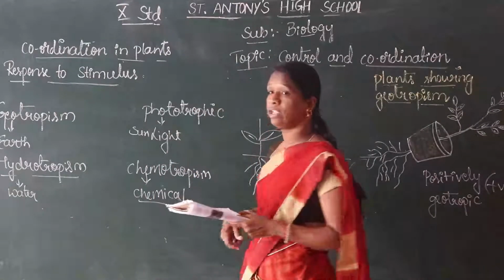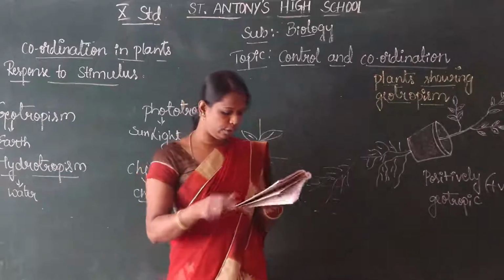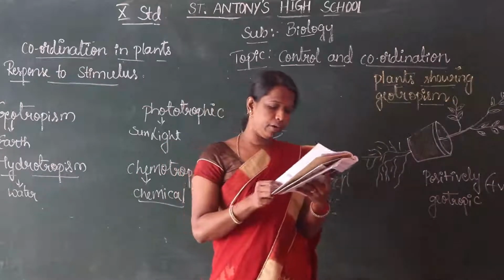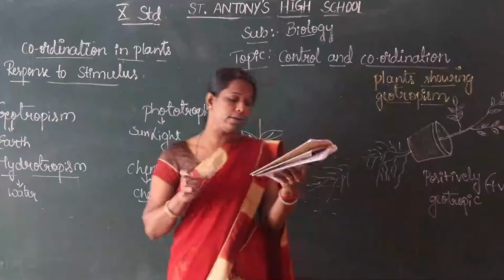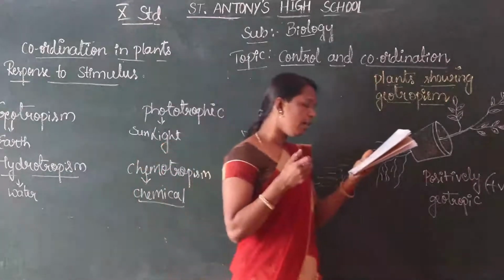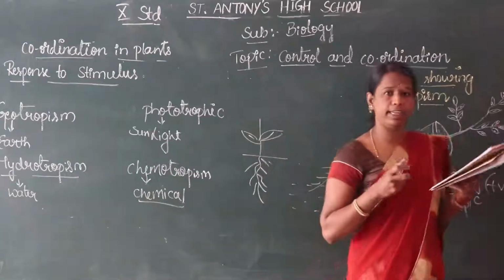Here plants show geotropism. Even in animal bodies, there are carefully controlled directions of growth. Our arms and fingers grow in certain directions.